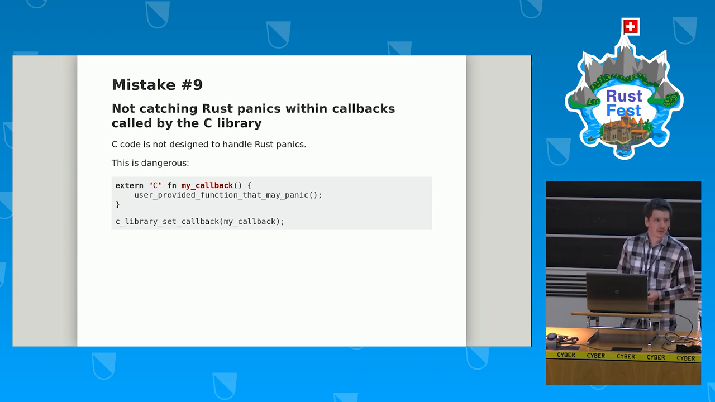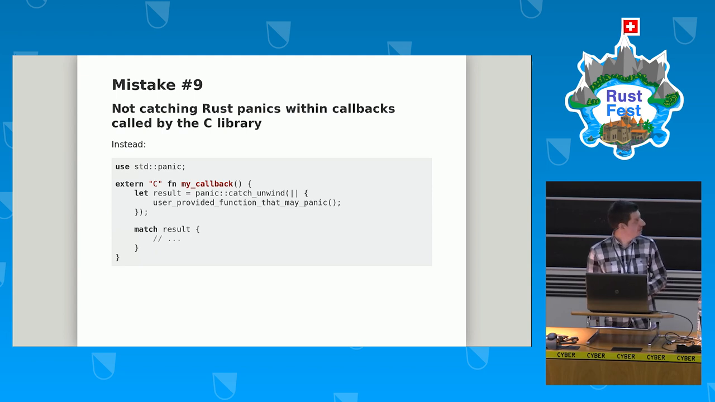So when your C library uses a callback-based design, so you register a callback and this callback calls a Rust function, one thing that can be easy to forget is that the C language is not capable of handling Rust panics. So the code here is dangerous because if the user-provided function that may panic actually panics, then bad things are going to happen. The stack is going to unwind into C code and everything's going to fall apart and probably crash. Instead, you always have to use the catch unwind function, which was introduced this morning, by the way. Yes, good coincidence. So always wrap your Rust code around catch unwind and handle the result.